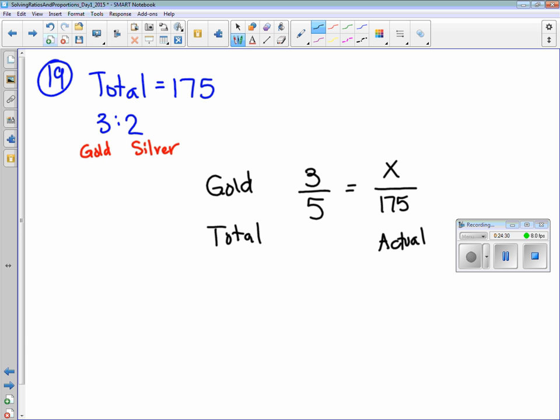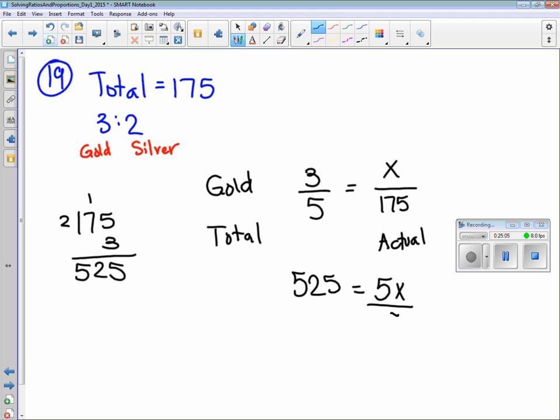Okay? Now, how did I know I wanted to go from gold to total? Because I was given the actual number of total balloons. So I knew I had to put 175 in there. And I know I'm looking for gold. So cross multiply. Tell me what you get. 5x equals what? What's 175 times 3? And we have to divide by 5.